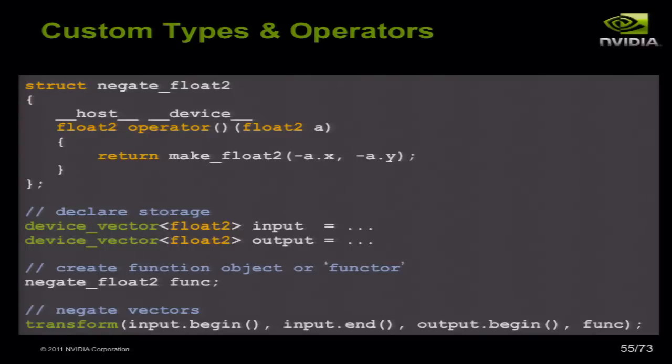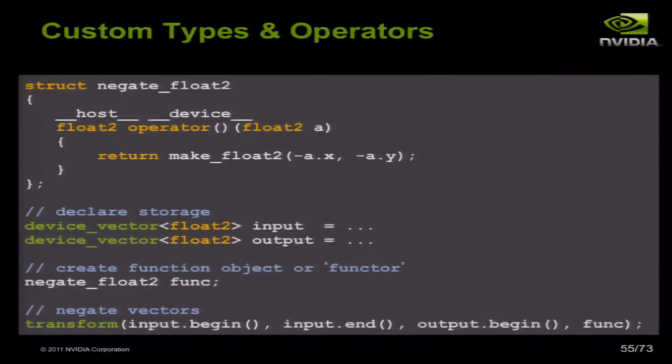So you'll notice that the struct has an operator parentheses, sort of the call operator. It's been overloaded. And it's tagged with both host and device, which means that this functor can be used both on the CPU as well as on the GPU. And this functor is just going to negate both components of that float2 vector.